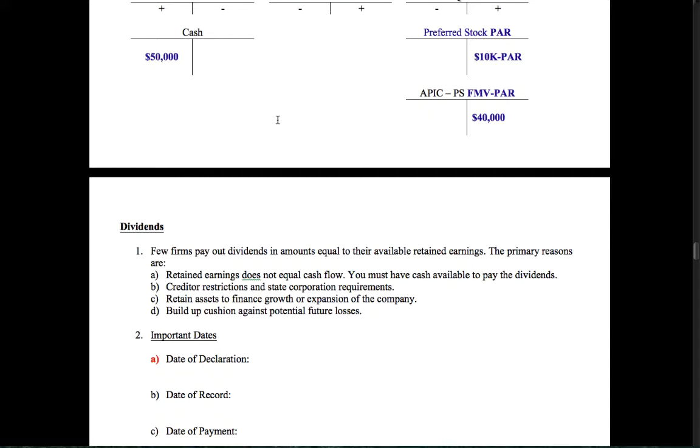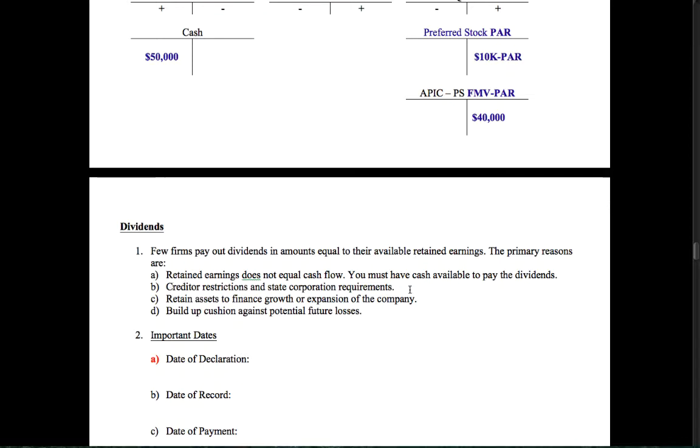What the company pays dividends with is reflected in what's in their retained earnings. However, few firms pay out dividends in an amount equal to their available retained earnings, and there are a few key reasons for this. Your retained earnings does not equal your cash flow. Therefore, you must have cash available to pay the dividends. So just because you have $100 in retained earnings, if you don't have $100 in cash to pay the dividend, you cannot pay your entire retained earnings out as dividends.